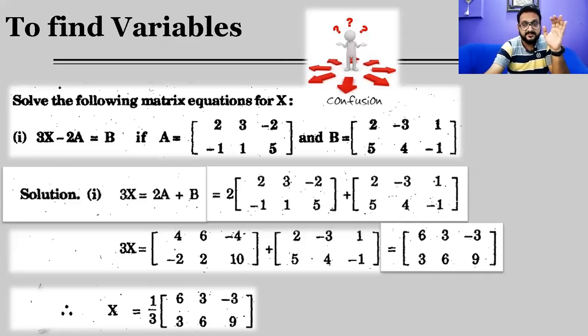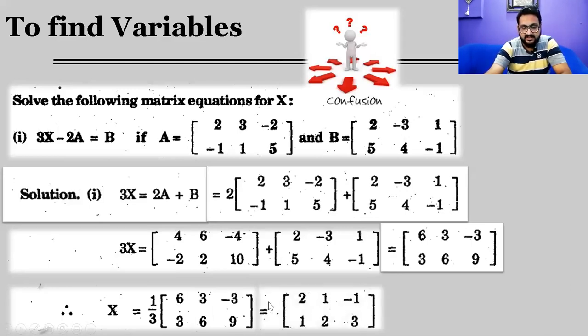Any problem? No. Great. Now we can divide each term by 3. So 6 divided by 3 is 2, 3 ones are 3, 3 twos are 6. Every element of this matrix is divided by 3. 3 divided by 3 is 1, 6 divided by 3 is 2, 9 divided by 3 is 3. So it means the value of x is the matrix 2, 1, minus 1, 1, 2, and 3.